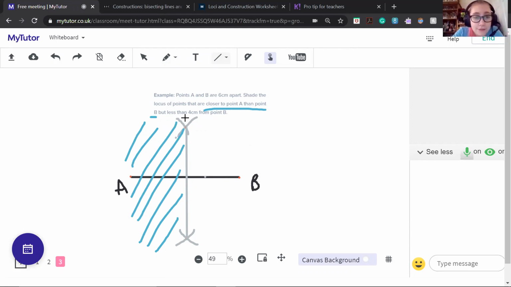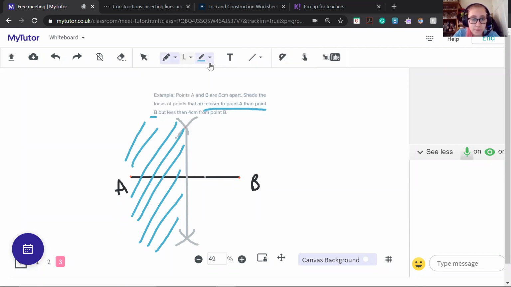So now let's have a look at less than 4 centimeters from point B. So remember, that's a circle. And if you get stuck, just try thinking of some things that are exactly 4 centimeters from B. So let's say here, here, here, here, and so on. So key thing here is that A and B are 6 centimeters apart. So this is 3 centimeters. So 4 is going to be about here.